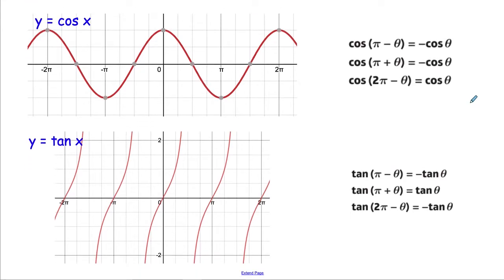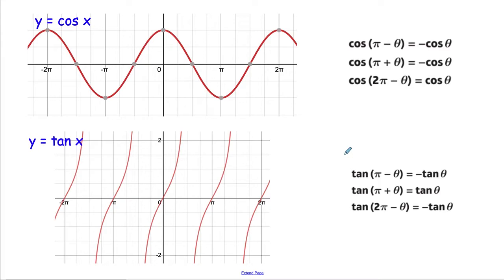For tan, the middle one this time is the one we would use for solving equations to get all values, because tan graphs have a period of 180 degrees or pi radians now. So if we add pi on, we will get the same value. So that would give us the same value, because the difference between those values would be pi radians, because that's 180 degrees. But it is also true, if we read the top one, that tan of pi minus theta is equal to minus tan theta, and tan of 2 pi minus theta is also equal to minus tan theta.